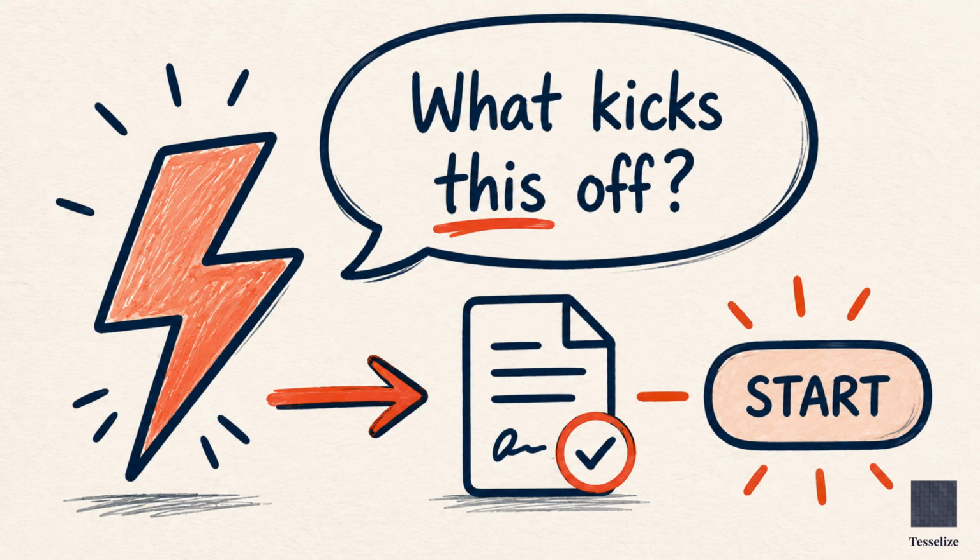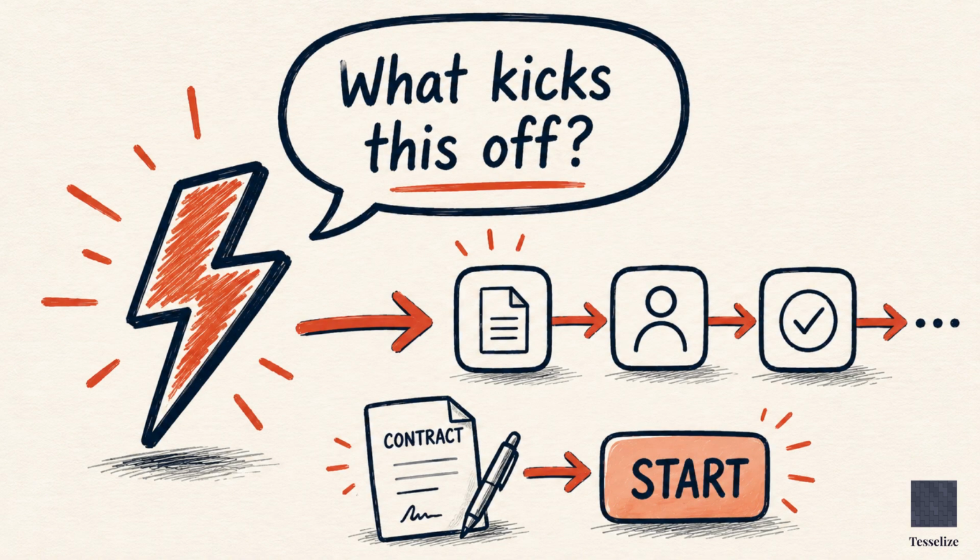Good triggers are specific events, not vague conditions. When we get a new client is vague. When the signed contract lands in the CRM is specific. This is the core. 5 to 7 numbered steps, each one as a clear action with the person responsible. Here's what our client onboarding might look like.